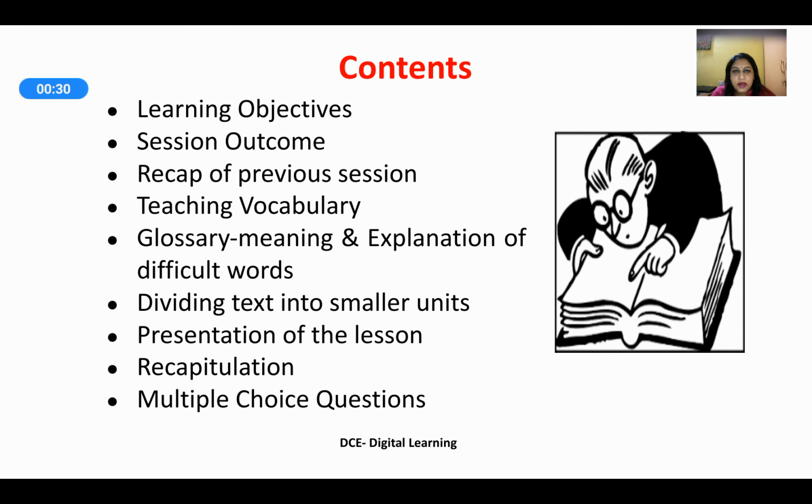Let us have a look at the contents of the presentation. First and foremost, the learning objectives. Later, the session outcomes, the recap of previous session, teaching vocabulary. In teaching vocabulary, we will concentrate on the glossary, meaning and explanation of the difficult words in the excerpt of the autobiography, dividing the text into smaller units for better comprehension, presentation of the lesson, and later recapitulation or trying to sum up the entire session, and later in the last, the multiple choice questions with which we shall gauge our understanding of the presentation.